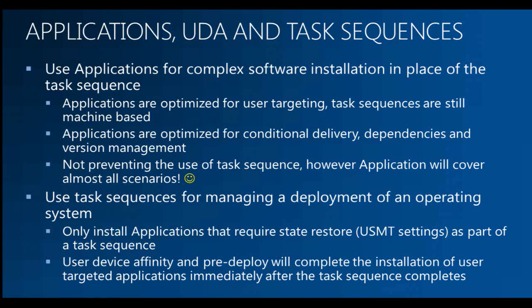Now, naturally, we know there's a ton of reasons you need to install apps in a task sequence. That's why we've spent some time on it. We're going to go ahead and install anything that we need state restore on. But with user device affinity, we also want to call out that you can go in, set pre-deploy on these apps, and when we exit the task sequence, those will automatically install. So hopefully we'll be able to simplify some task sequences, leverage some applications, do some of that user device affinity and just streamline the whole process there.